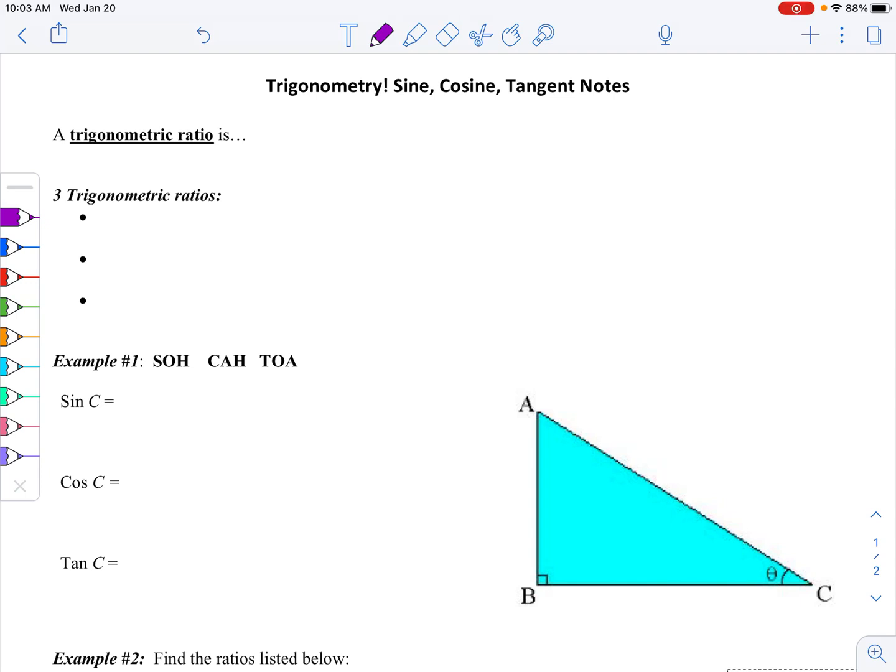Today we are going to talk about trigonometry, which is sine, cosine, and tangent. First definition we have is a trigonometric ratio, which is a ratio of sides in a right triangle. It needs to be a right triangle, and you'll see why, but only sine, cosine, tangent can be in a right triangle. Looking at this, we have three trigonometric ratios.